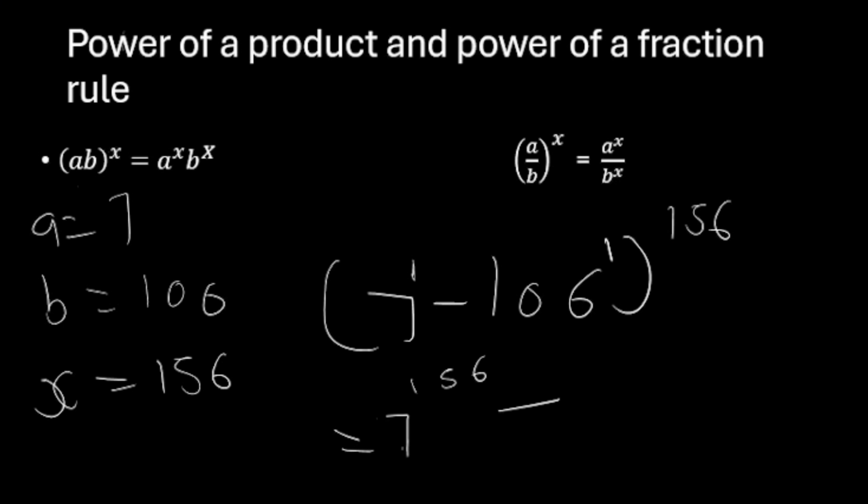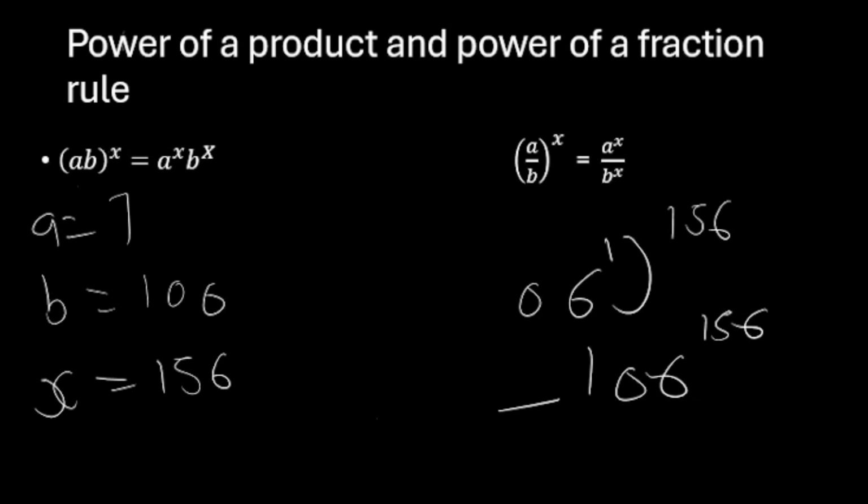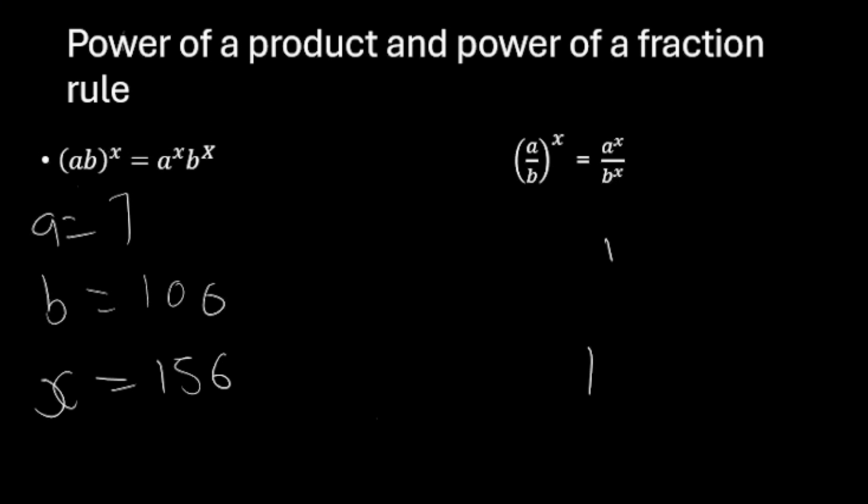Here, there's also an invisible exponent 1. 1 times 156, it will be 106 times 156. So as simple as that. The numbers inside the bracket, you're going to be multiplying with the exponent outside of the bracket.